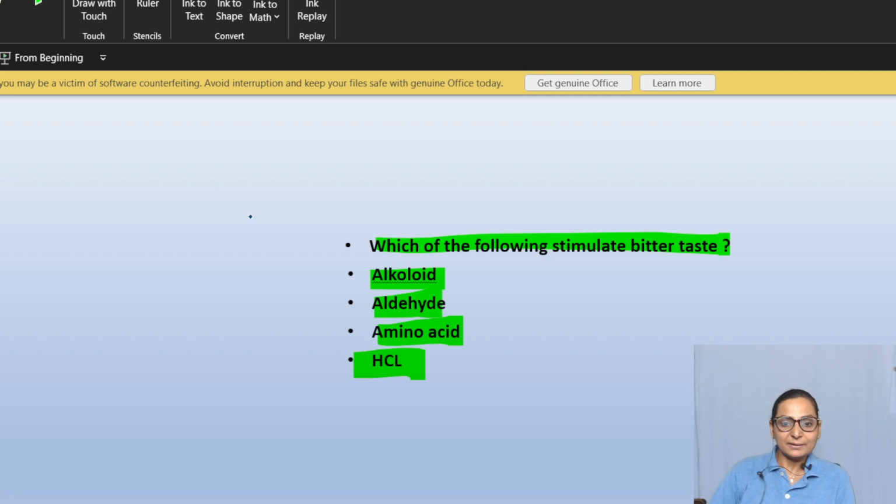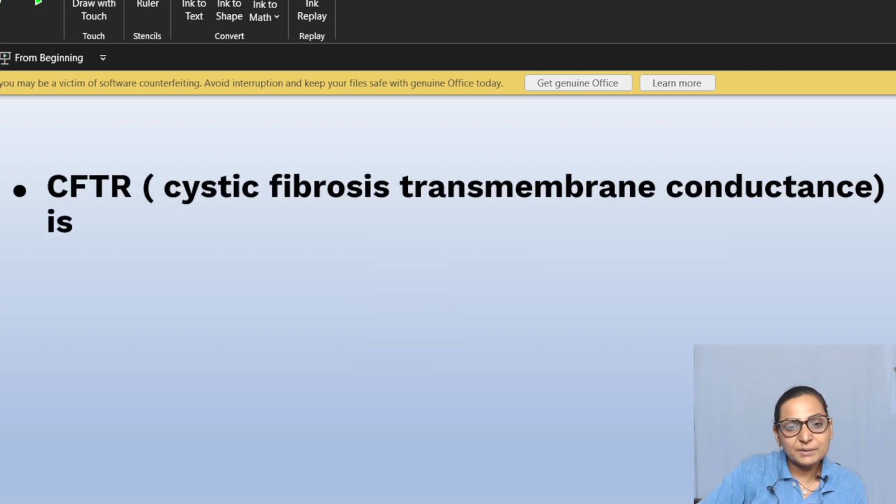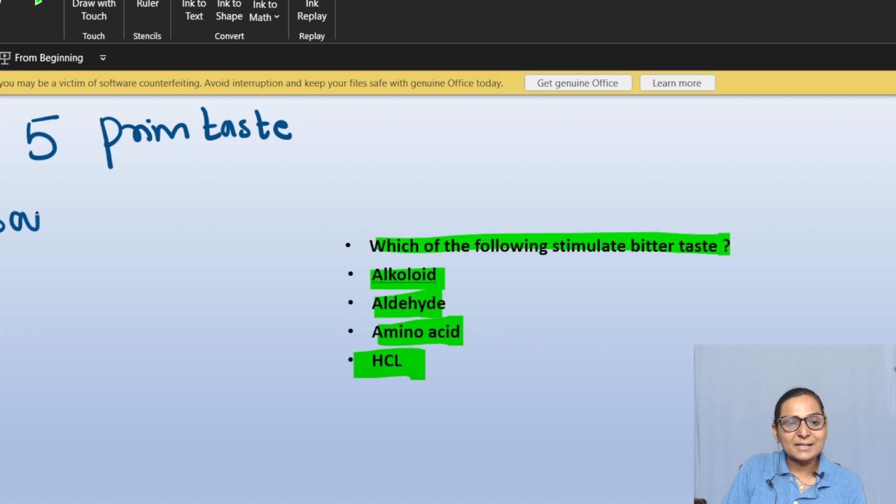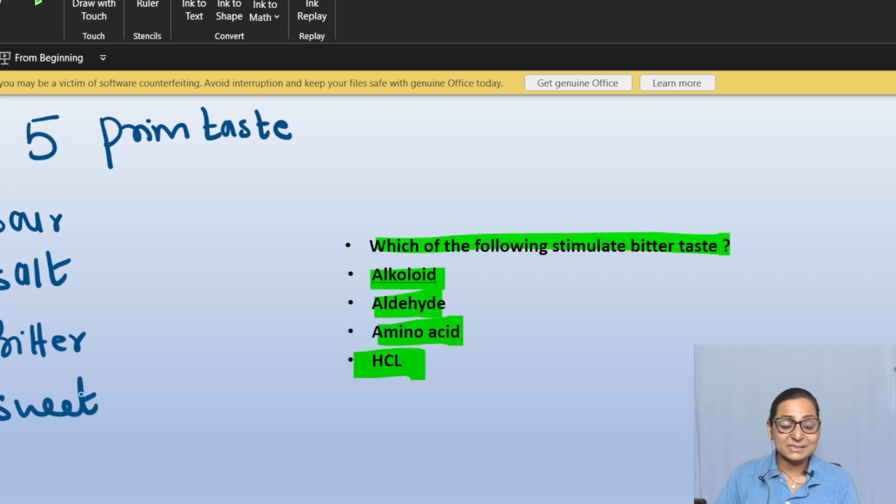So remember, if you consider the taste, there are 5 primary tastes. Initially we used to take only 4, that is sour, salt, bitter and sweet. These were supposed to be the 4 primary tastes, but now umami is also considered to be a primary taste sensation. So, one very important correction.